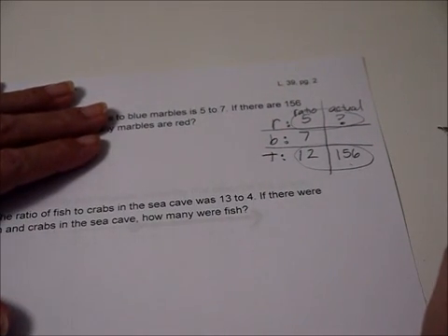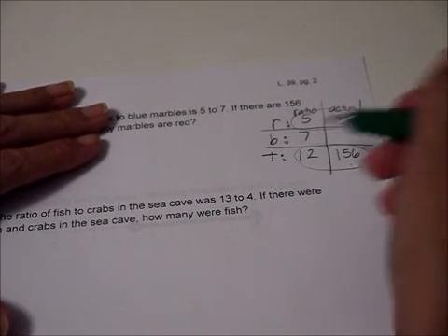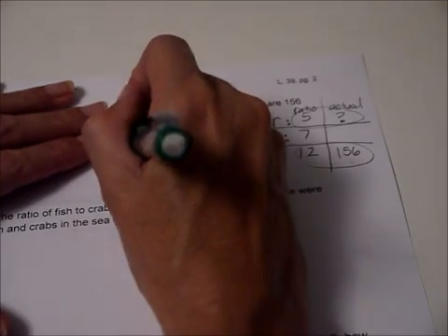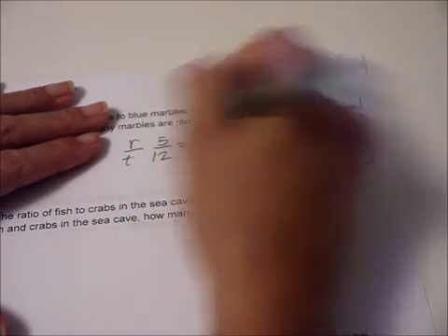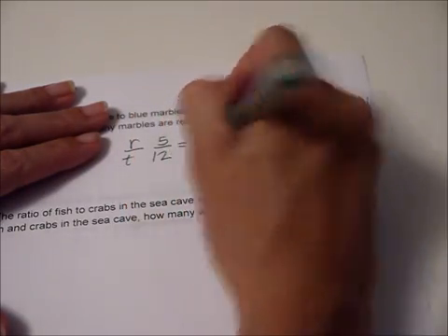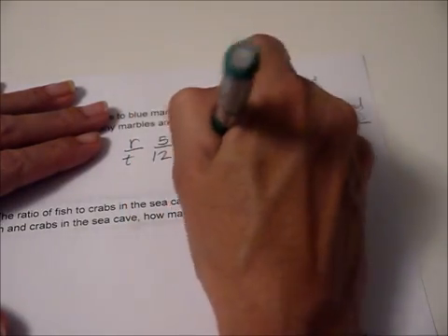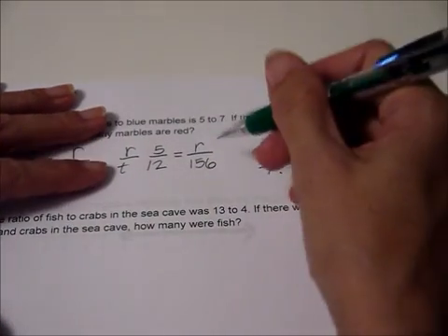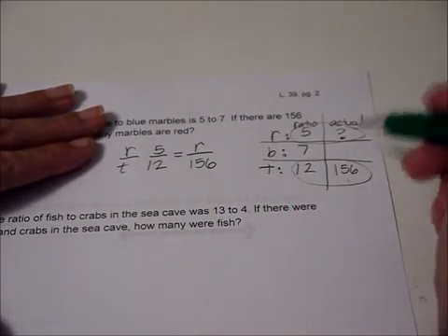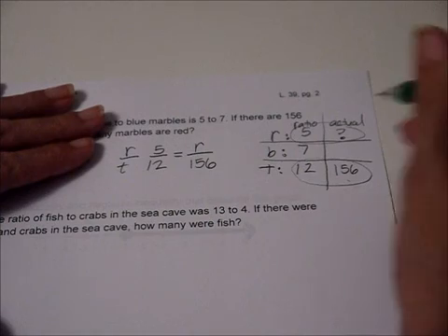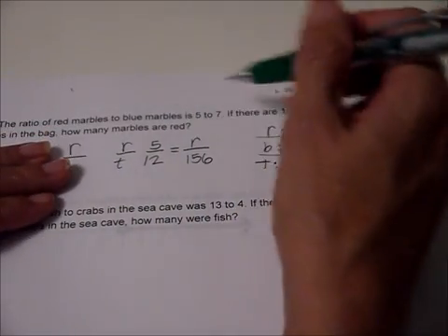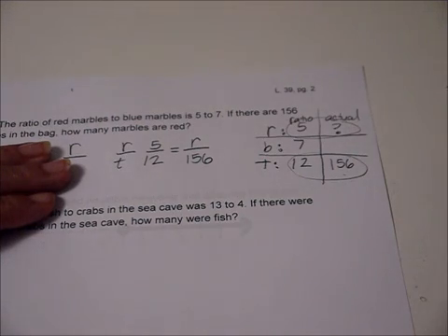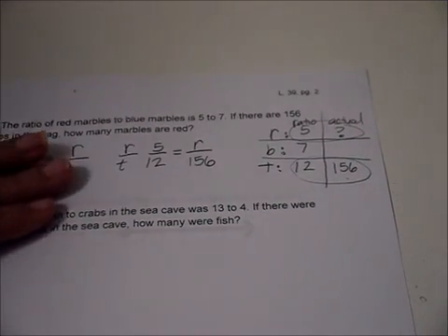Let's go ahead and say red to total is 5 to 12. So red to total is 5 to 12. So we don't know how many red, but we know there are 156 total marbles. So this is going to solve it for us. Using this chart will save you a lot of grief if you take your information from a story problem and put it into a nice chart.